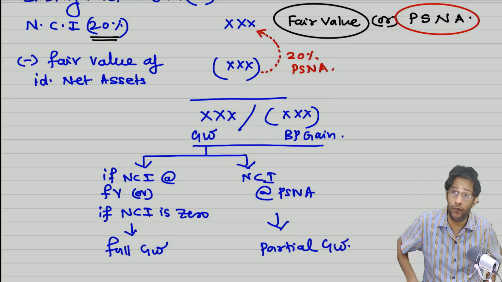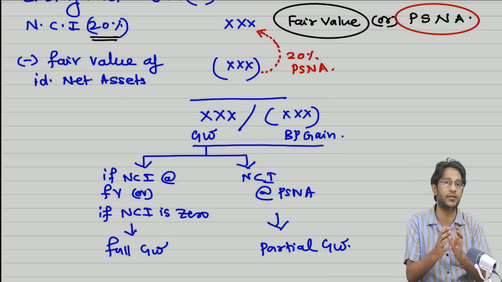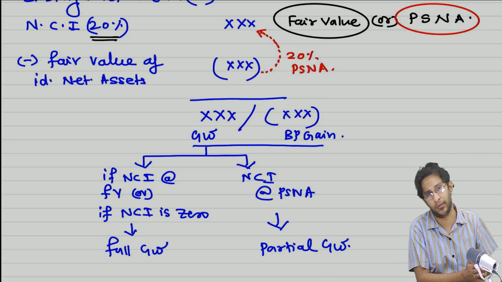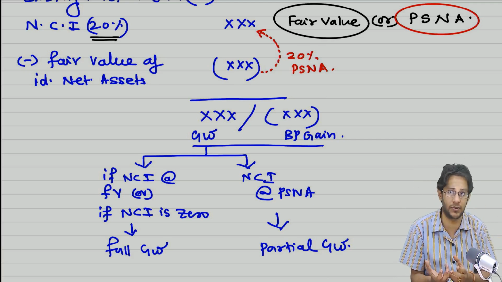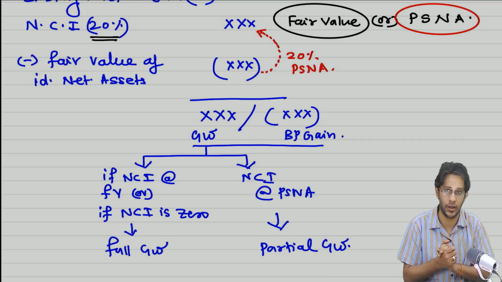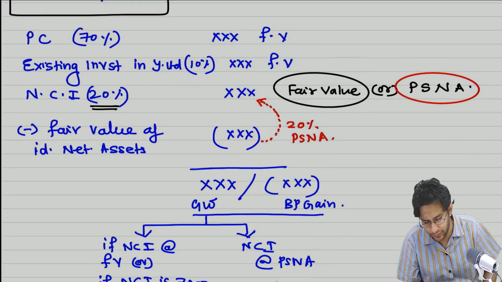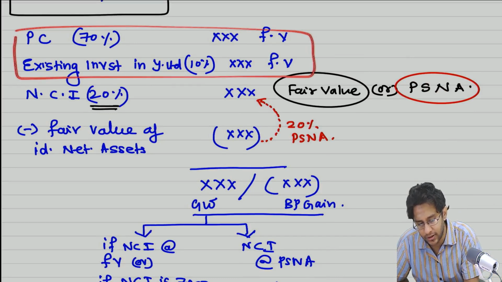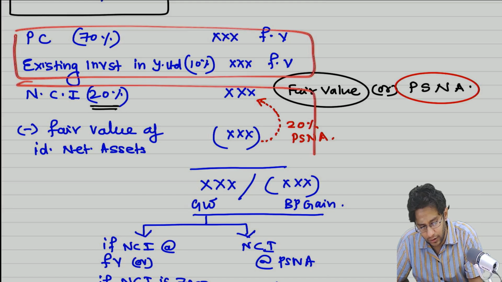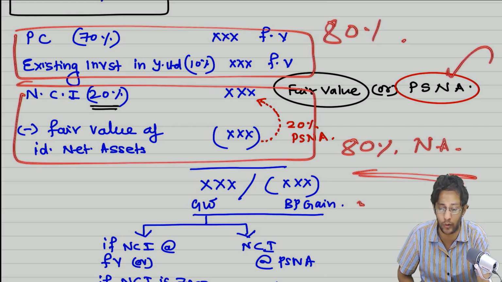So what is the difference between full goodwill and partial goodwill? In the full goodwill model, you are comparing 100% shares' fair value with 100% net assets of the subsidiary company. So 100% shares versus 100% net assets, the difference is 100% goodwill of the subsidiary, which comes into the consolidated balance sheet. Suppose you consider NCI at 20% and measure at PSNA, then only 80% shares are measured at fair value, and effectively you are comparing that with 80% net assets only.